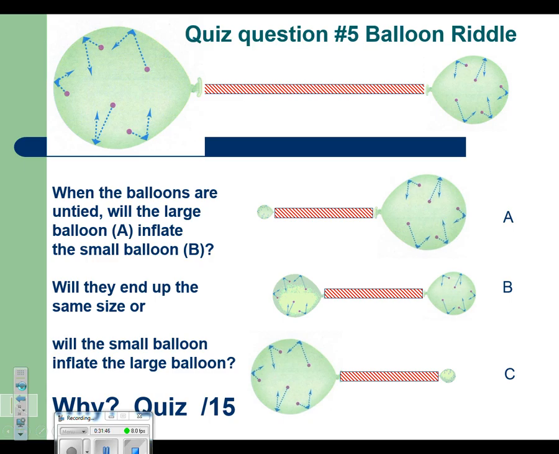Okay, how many think it's A? A is going to get bigger. How many think it's B? They're going to be equal. How many think this one is going to get bigger and this one will get smaller? C. Okay.